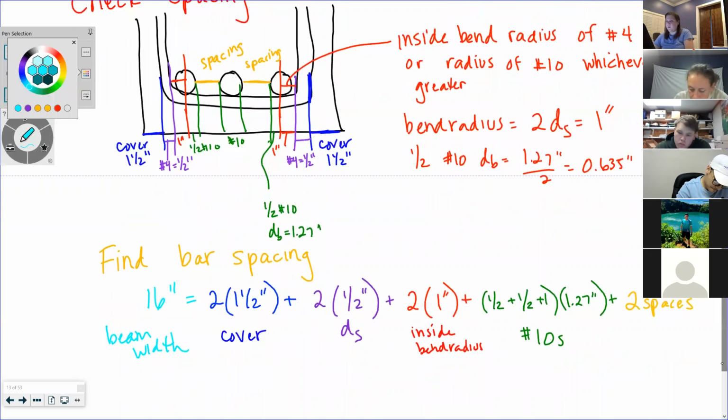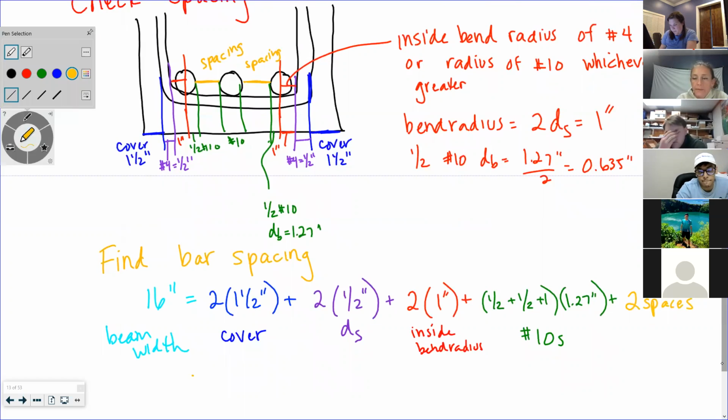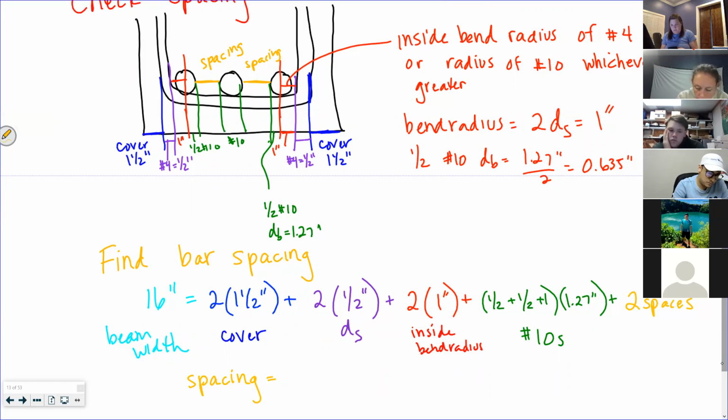So then you just solve for your spacing, right? So 16 minus cover minus my stirrups minus my radii minus my number 10s divided by 2, my spacing, I get 3.73 inches. Anybody else get that?